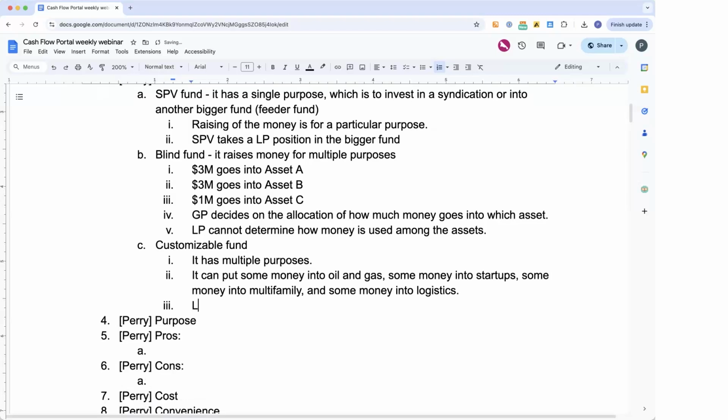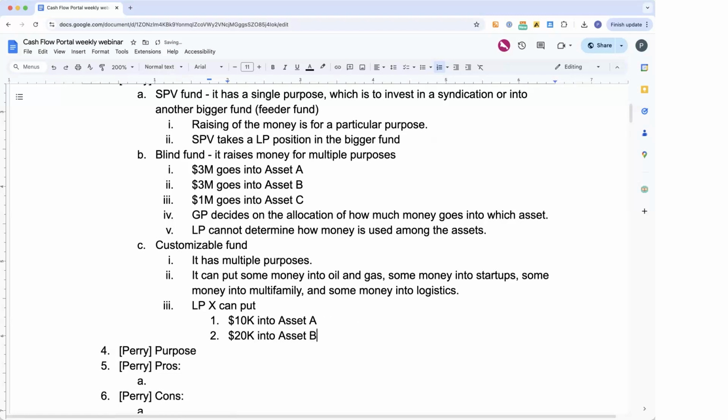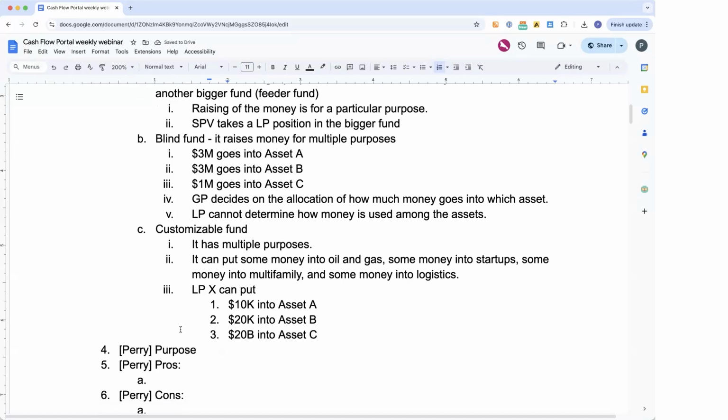And it is saying the LP can put 10,000 into asset A, 20,000 into asset B, and 20,000 into asset C. The LP gets to decide that. The GP doesn't. So it's saying that it has multiple purposes. Just invest in my fund, and you get to decide what money goes where.